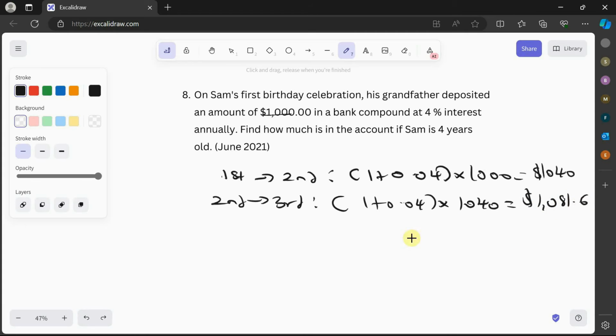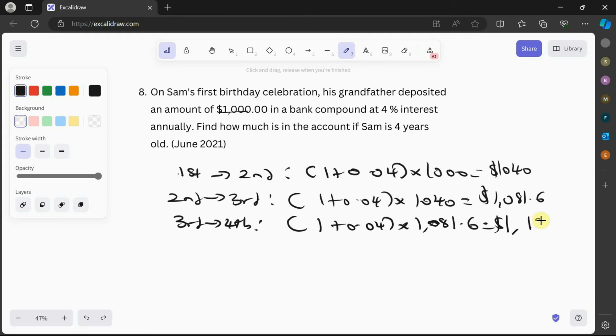$1,081.6. Now from his third birthday to his fourth birthday, that means by the time he's 4 years old, that will be 1 plus 0.04 times the amount that's been accrued so far, which is $1,081.6. So this is $1,124.86. So this is the amount that has been accrued by the time Sam is 4 years old.